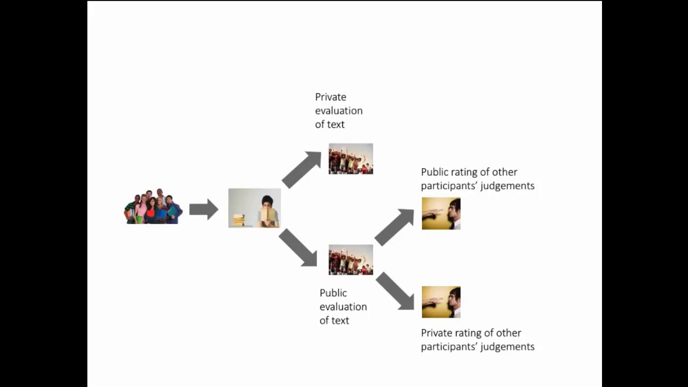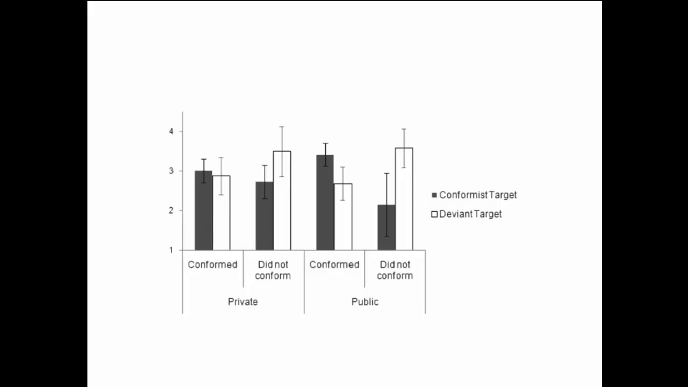You know, there's a benchmark test to actually see that there is conformity pressure happening. And then public rating of the other participants or private rating of the other participants. And again, we have a similar graph that comes out of this at the end of the day. And now I want to put focus on these two things.